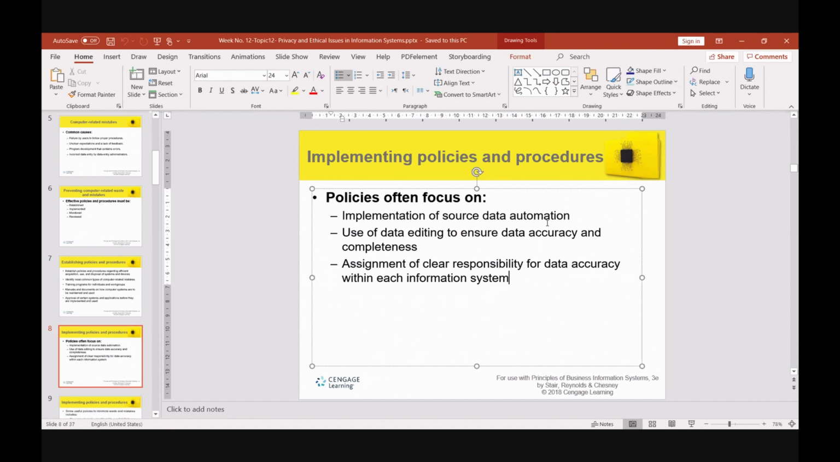Use of data editing to ensure accuracy and completeness. So there must be a policy that you should check the data when it is entered. After entering the data, you can check the completeness, whether the data entered is complete or accurate. And who is responsible for data entry? Who is responsible for data accuracy? Who is responsible for what? So this must be clear.